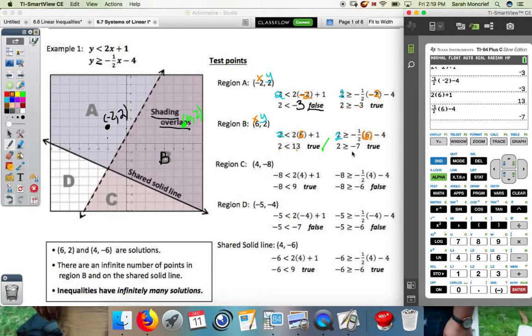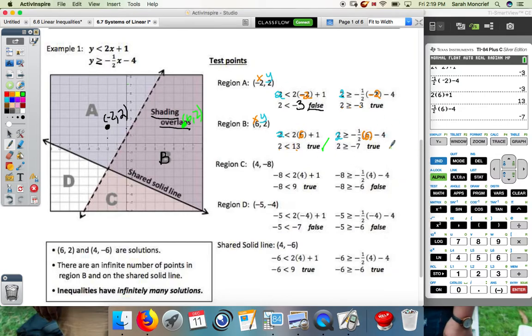And what do we get? Negative 7. So is 2 greater than or equal to negative 7? Yeah, so this one also checks out, and we're cool with it. So 6, 2 is in fact a solution to this system. So we like 6, 2. 6, 2 is cool. It is a solution.